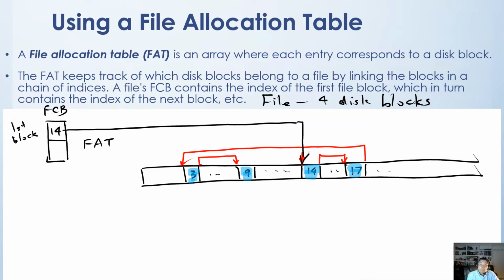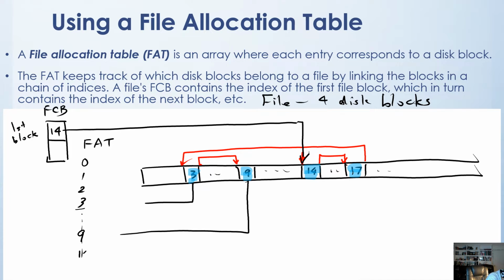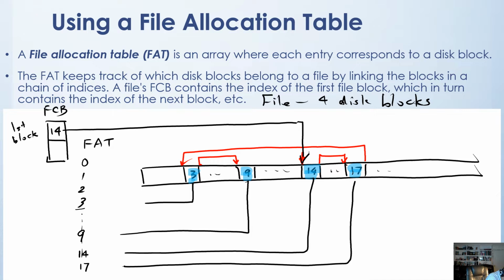Now FAT is an array where each entry corresponds to a disk block. So each entry 0, 1, 2, 3 corresponds to a disk block. Also, the FAT keeps track of which disk blocks belong to which file. Let's say for this particular file, 3 belongs to the file, and 9 also belongs to the file. 14 and 17 belong to the file.